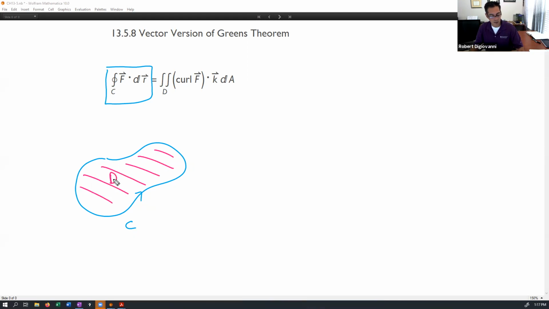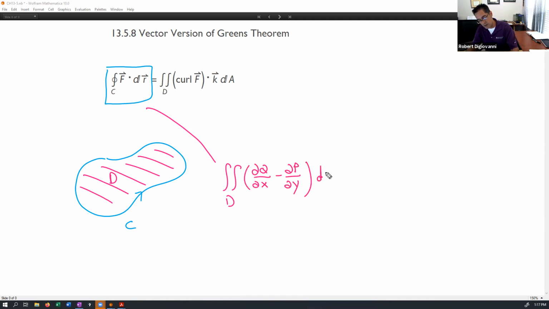the double integral over D. So this turns into double integral over D of partial of Q with respect to X minus partial of P with respect to Y, dA. That's Green's theorem, right? Well, this just says that that's the same as taking the curl of F and dotting it with the K vector. Now, do y'all remember what the K vector is?